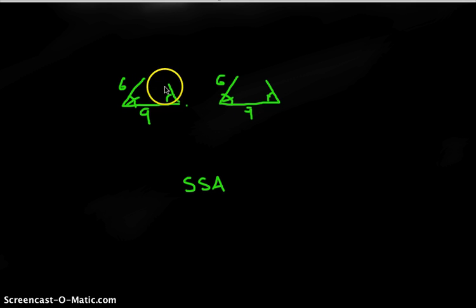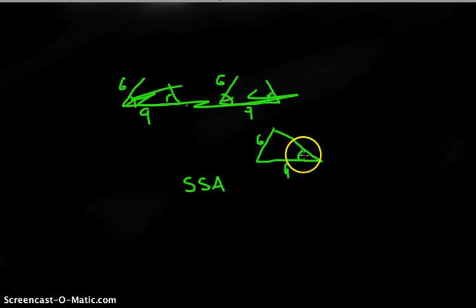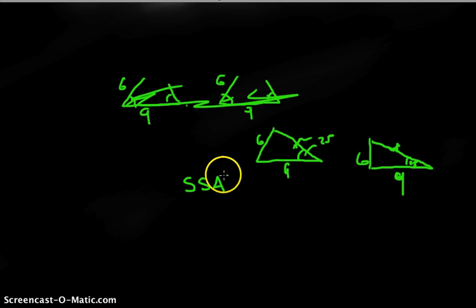So let's draw this. If I have 6 and 9 and 25 degrees right here, I can also have 6 and 9, and this is also 25 degrees, let's say. These two triangles are not congruent. This side doesn't have to be the same length as this side, so that doesn't work at all. And so side-side-angle is not a good way to get congruent triangles.